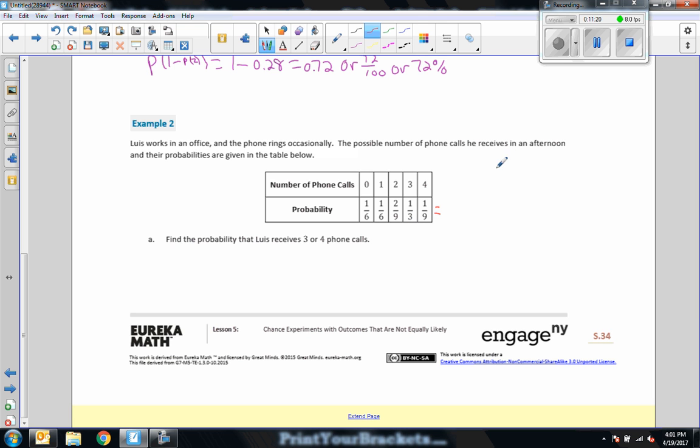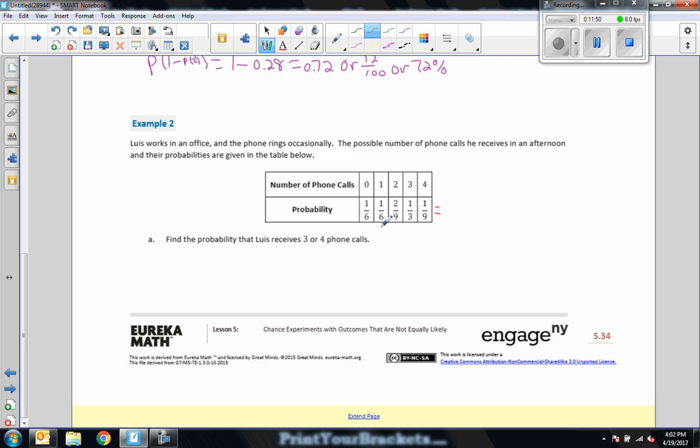What are common multiples of 3 and 6 and 9? Okay, I see it now. See what I just did? 3, 6, 9, 12, 15, 18. 6, 12, 18. 9, 18. I'm looking for the least common multiple, 18. So I need to get a denominator of 18.